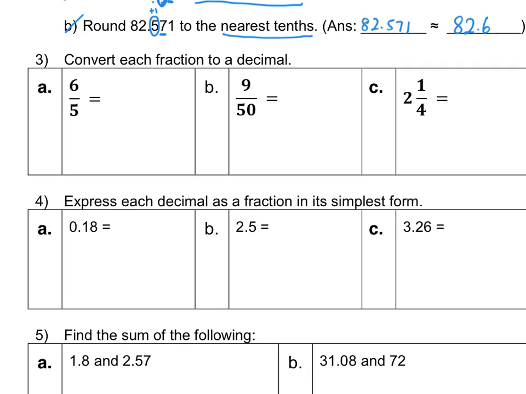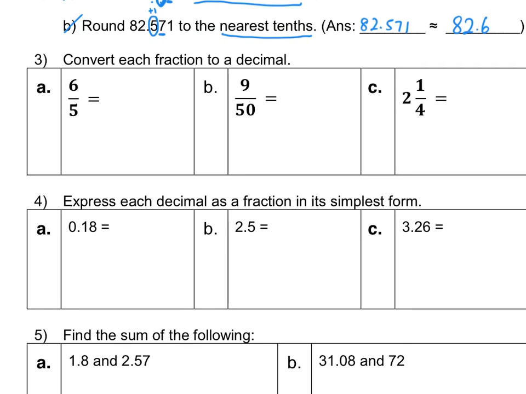Let's go on to 3a, whereby we have to convert the fraction to a decimal. Make sure you write your answer as a decimal. Now for A, 6/5 is equal to what? If you want to change to decimal, your aim is to change the denominator to 2 numbers. What are the 2 numbers? It's either a 10 or 100.